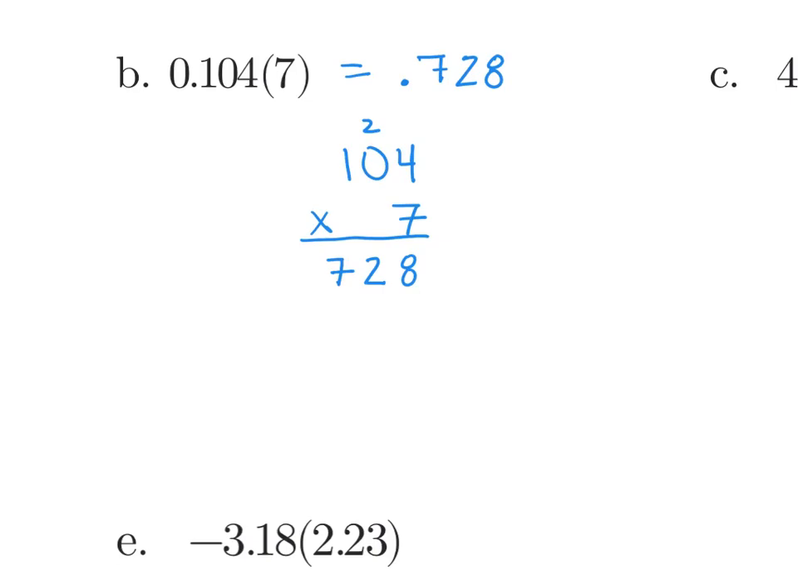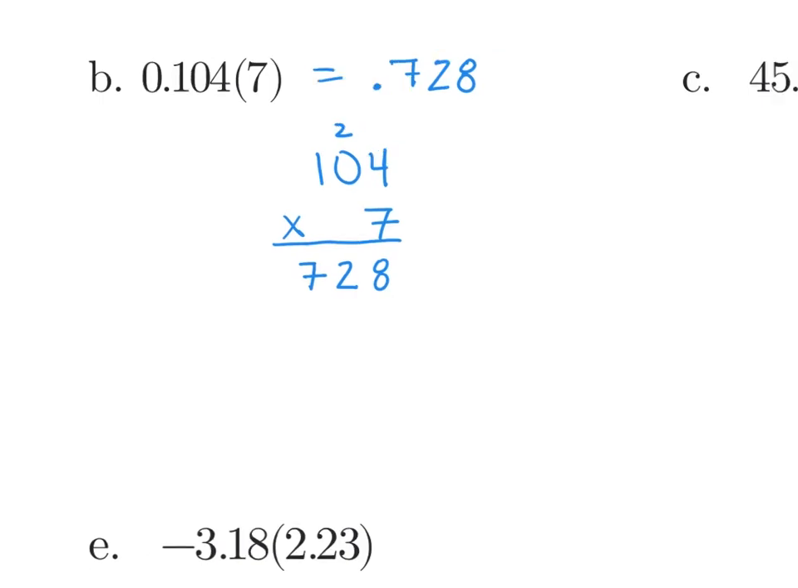Okay, let's come over to C. We have 45.2 times 0.25.